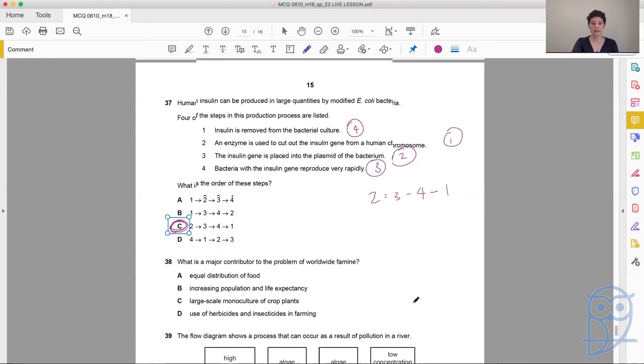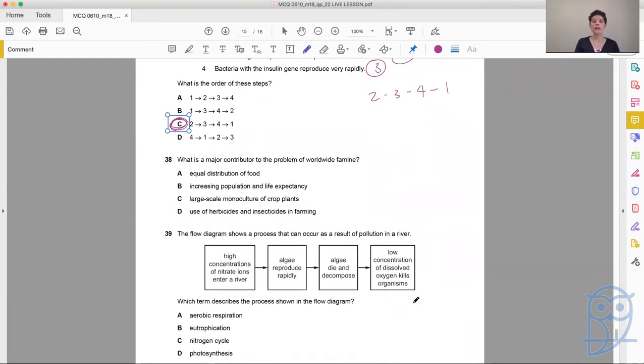Number 38. What is a major contributor to the problem of worldwide famine? Equal distribution of food. Well, one of our major issues in the world is actually unequal distribution of food. Increasing population and life expectancy. Now that's a problem, okay? Because increasing population, more people to feed, increasing life expectancy, people live longer, requiring still more food. So yes, that is a problem.